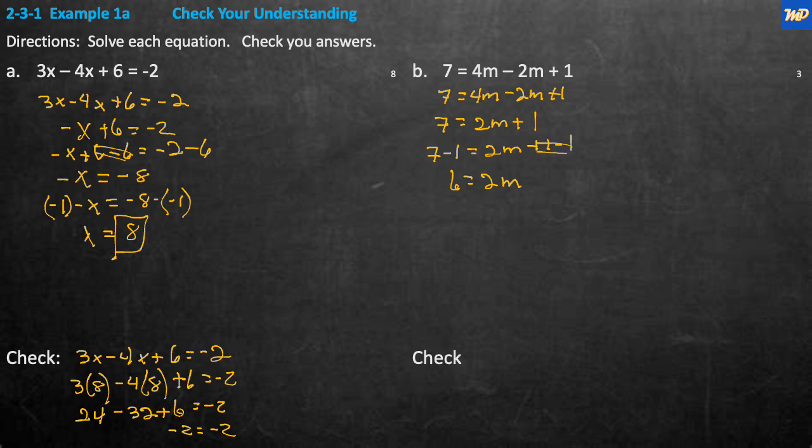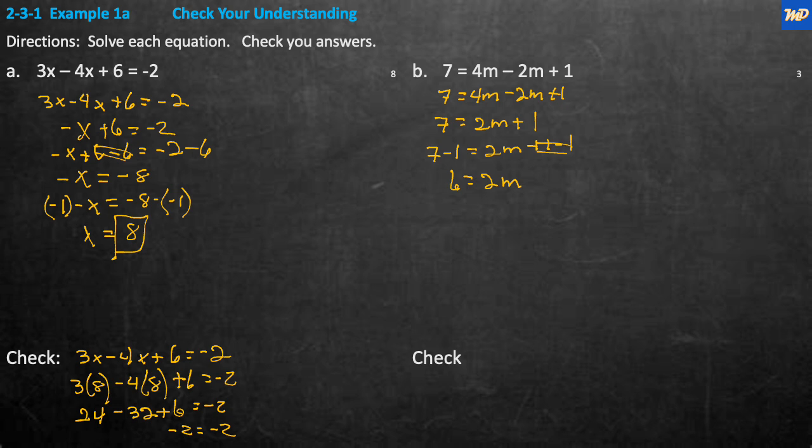So 6 is equal to 2m. And now we have to get the m by itself. It has to be just a singular 1m, not two m's. In order to do that, we're going to divide both sides by 2, or we could multiply by the multiplicative inverse of 1/2. The inverse of 2 is 1/2. The inverse of 1/2 is 2. You just flip it over.